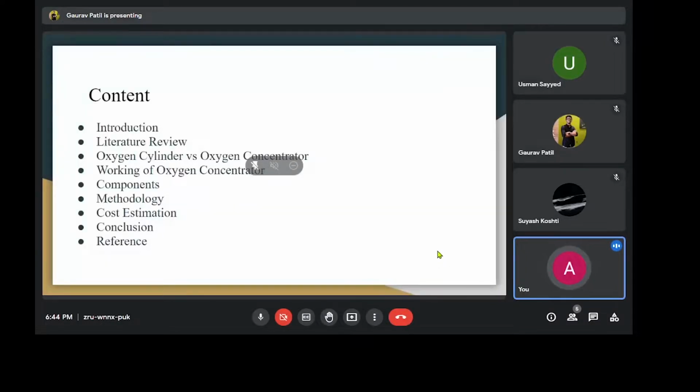So here are the contents for our project: introduction, literature review, oxygen cylinder versus oxygen concentrator, working of oxygen concentrator, components, methodology, cost estimation, conclusion, and references for the same.